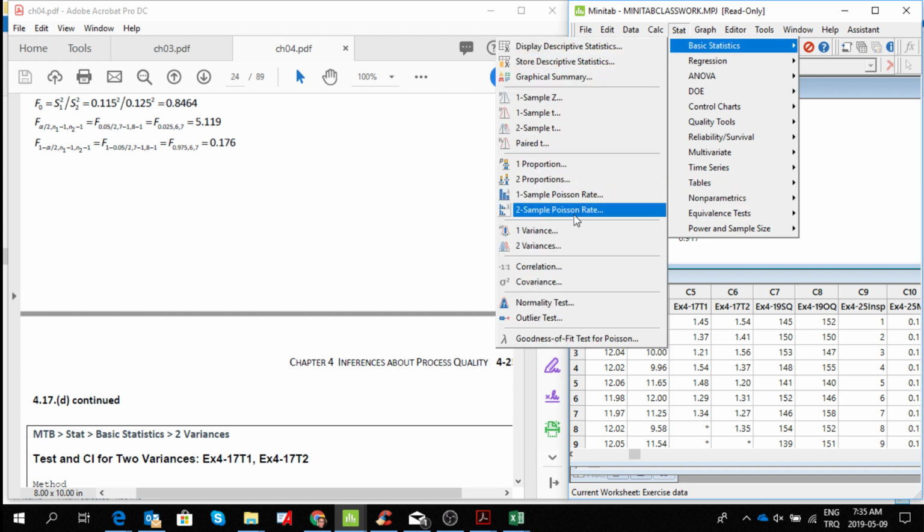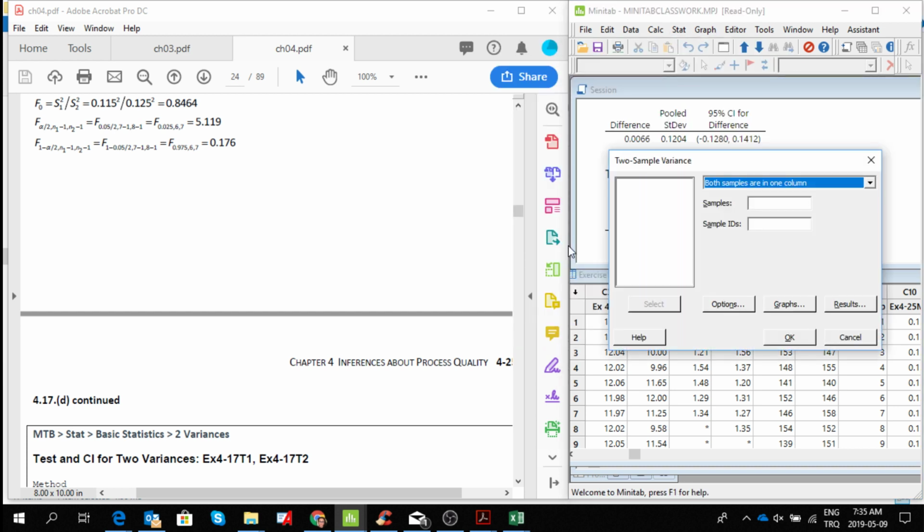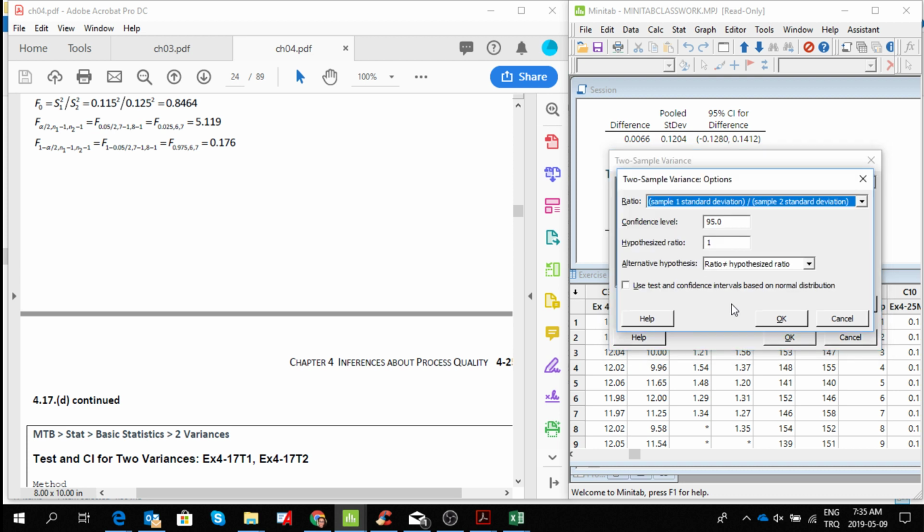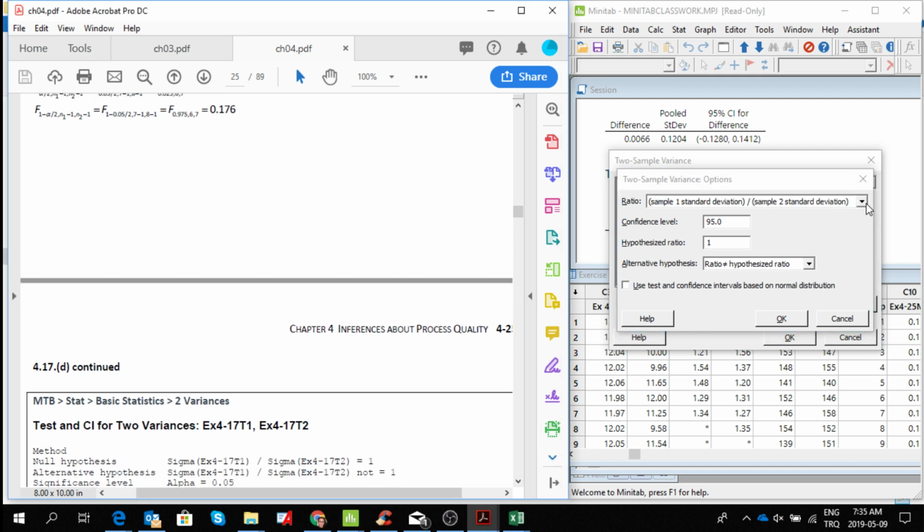So let's see whether we have the variances. We have two variances here. We choose that. Both samples are in separate columns, so we are going to choose that. Sample 1 is the first sample and we select that. Sample 2 is the second sample and we select that. In the options, we are going to choose sample 1 standard deviation over sample 2 standard deviation, the ratio test. Let's check what else we have: sample 1 variance over sample 2 variance.